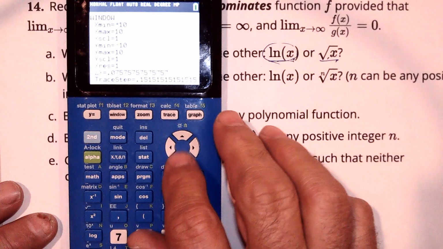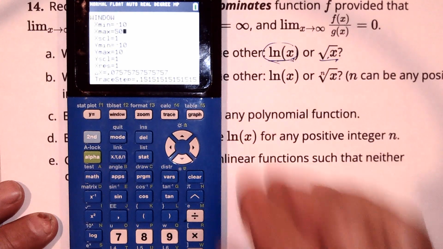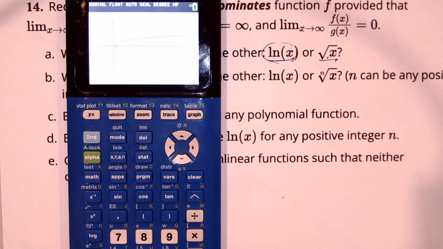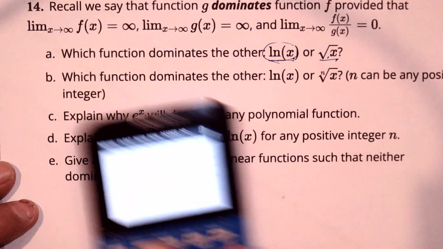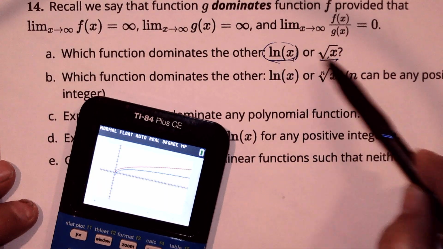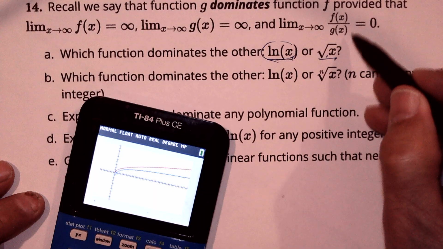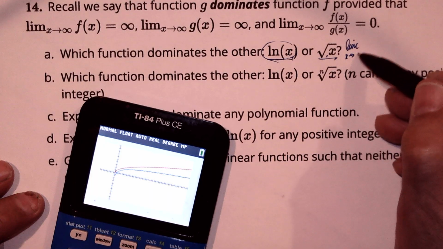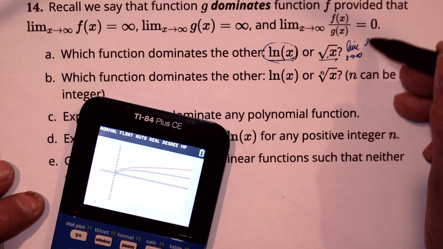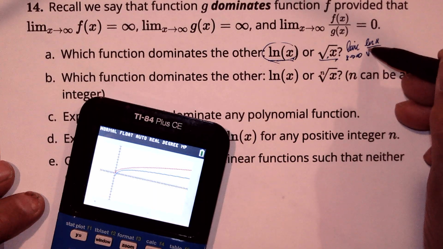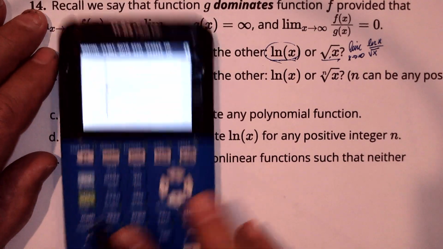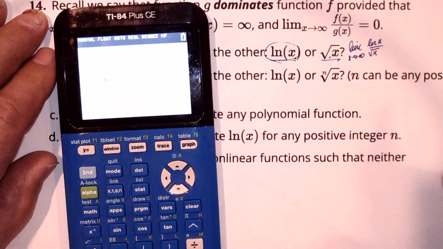I need to look over further, so I'm going to go to 50 in the x's. There's the ln, and there's the square root, and it looks like the square root grows faster. So I want to put the square root in the denominator. So I'm going to find out by doing the limit as x approaches infinity of ln x over the square root of x. And this is going to go to infinity. Both of them keep going up and up and up till infinity.